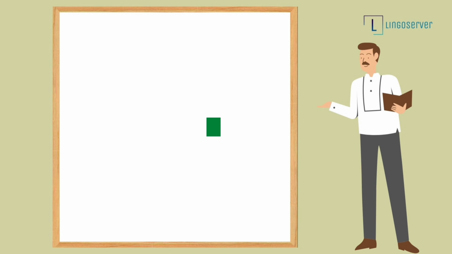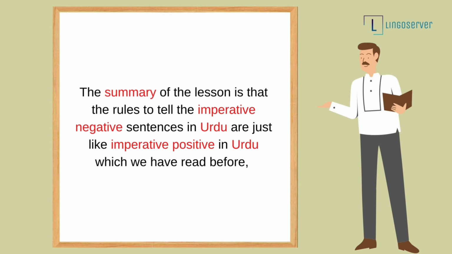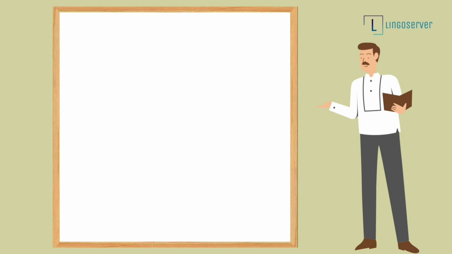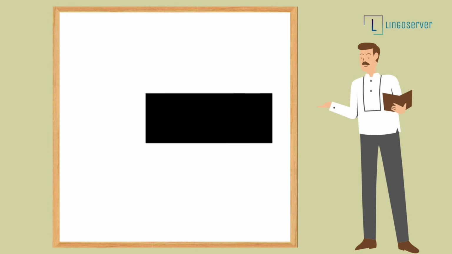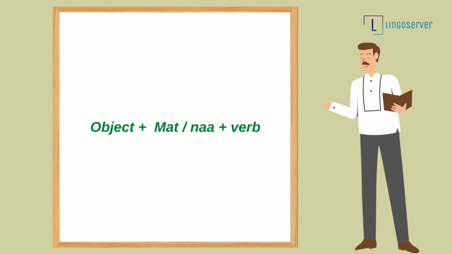And now the summary of the lesson. The summary of the lesson is that the rule to tell the imperative negative sentences in Urdu is just like imperative positive in Urdu, which we have read before. We just need to add mat or na before the verb. In this way, the structure will be as follows: object plus mat or na plus verb.